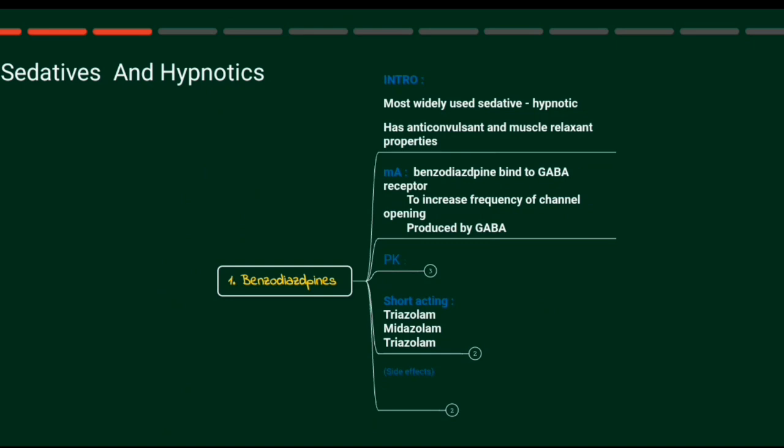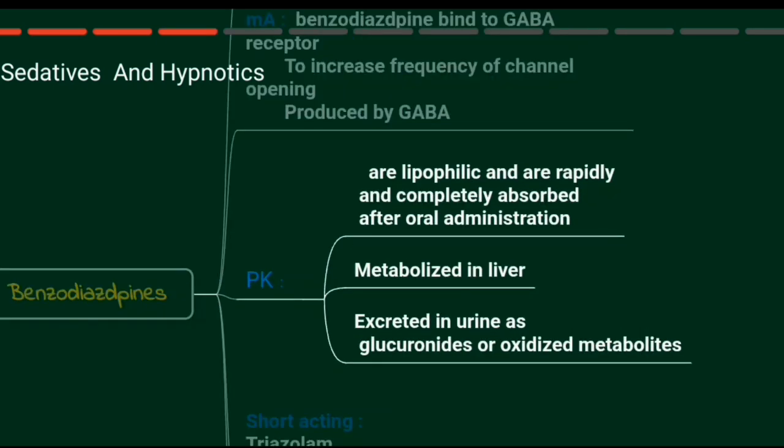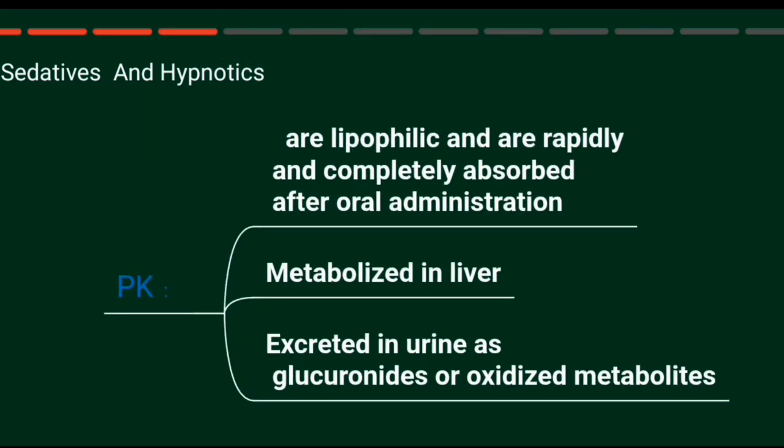So let's talk about the first class of drug here, the benzodiazepines. They are the most widely used sedative hypnotics. They have these anticonvulsant properties. The mechanism of action of benzodiazepines is that they bind to GABA receptors to increase the frequency of channel opening. In this case, it is the opening of chloride channels. The pharmacokinetics of benzodiazepines is that they are lipophilic, so they are rapidly absorbed after oral administration. They are metabolized in the liver. They are excreted as glucuronides or oxidized metabolites.